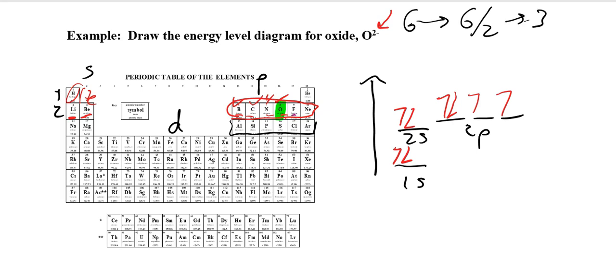Either think of it this way, I'm going down 2 more to be at neon, so I'm 2 more in the 2p. Or you look here and say, hey, I need 2 more. They can go right here. 1, 2. That's it. Easy enough.